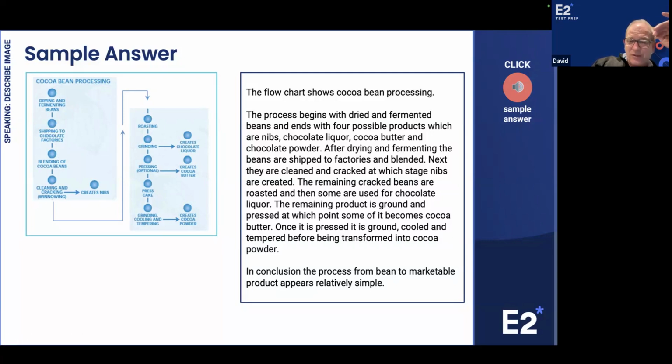So just going through the sequence here with the time that we've got, then they're roasted, ground, pressed, finally they are press caked and create cocoa butter. In conclusion, the process appears to make a marketable product from the cocoa beans. Flowcharts are easy. They are if we get good at it.